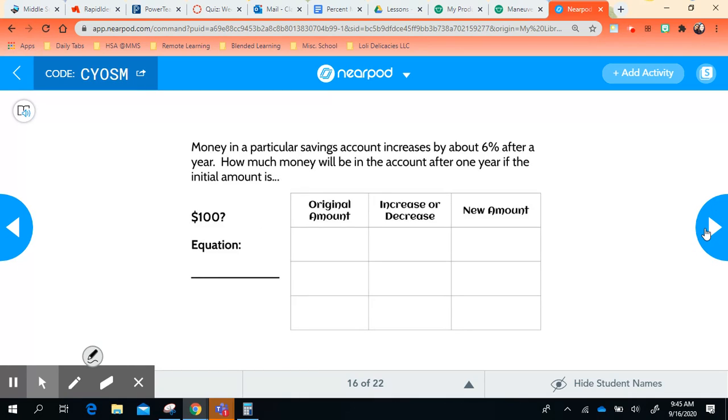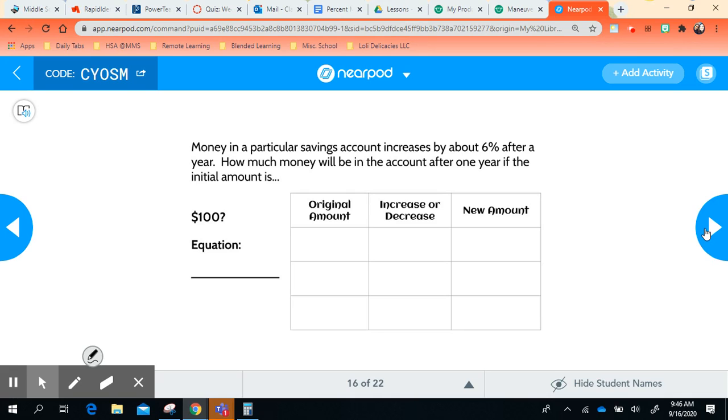I feel like I'm doing a lot of talking today. So money in a particular savings account increases by about 6% after a year. How much money will be in the account after 1 year if the initial amount is 100? So I decided that we were only going to do one number to start with. I'm going to do this one. So again, I would recommend that you write down at least one example in your notebook, including words and all.